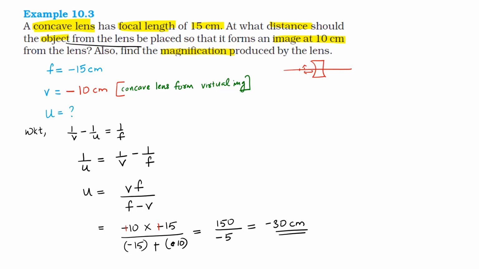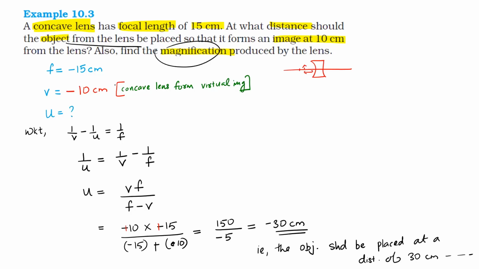Right away, write that the object should be placed at a distance of minus 30 centimeter from the lens. So write down that in words. That is, the object should be placed at a distance of 30 centimeter from the lens. Write it down. Now we need to find the magnification.